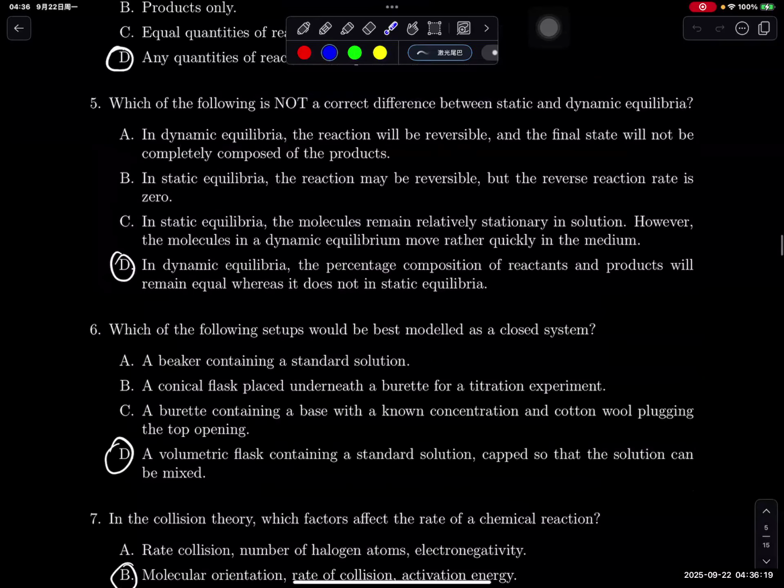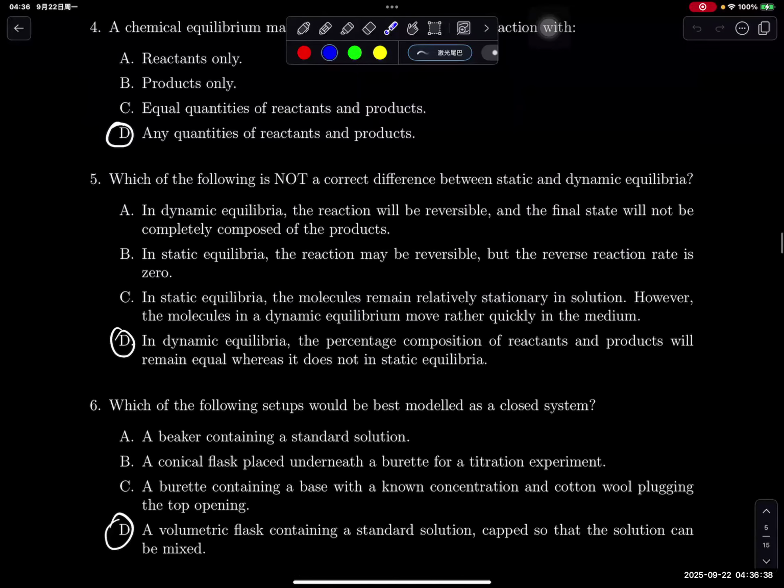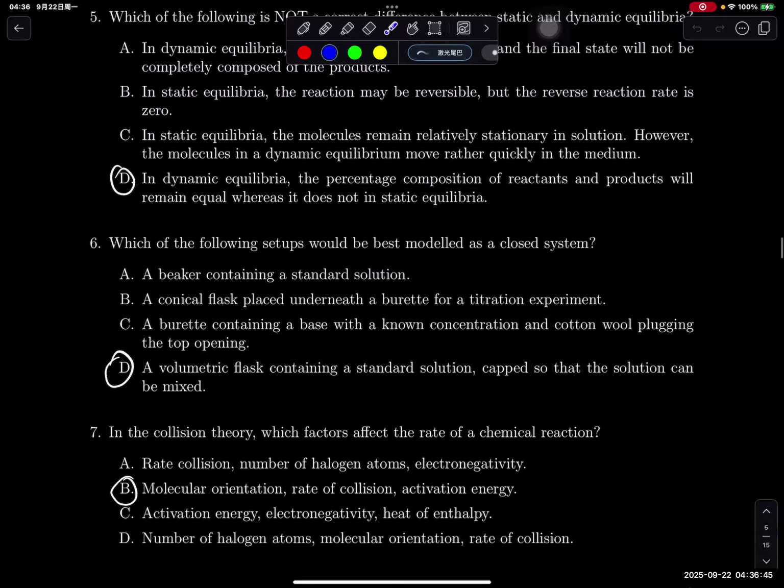D is incorrect in the sense that it says in dynamic equilibrium, the percentage composition of reactants will remain equal. This is not necessarily true. In fact, this is never true, never exactly the same amount. That would be very, very lucky. So dynamic equilibrium doesn't restrict how much your concentration is. It only restricts you about rate.